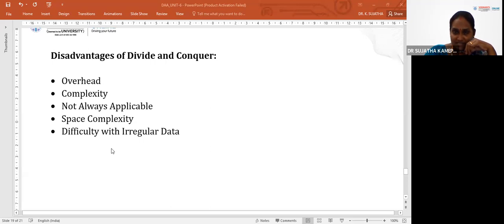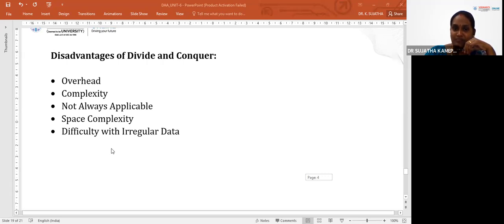Coming to space complexity, some divide and conquer algorithms may have higher space complexity compared to alternative methods. This is because they may require additional memory for recursive calls and intermediate results. Difficulty with irregular data. For problems with irregular or unpredictable data patterns, divide and conquer may not be the most efficient approach. Other strategies such as dynamic programming and greedy may be suitable for that type of problem. So all these are the advantages and disadvantages of the divide and conquer algorithm design strategy.